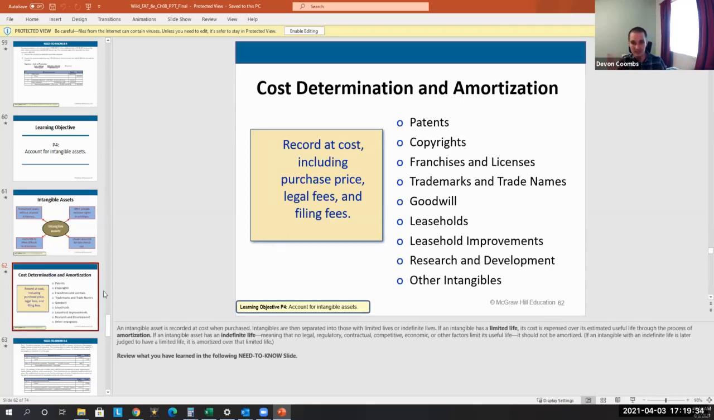So just know these intangible assets exist. They actually get relatively complicated in future accounting courses, but for this, I just want you to be able to identify the difference between an intangible and a tangible asset.